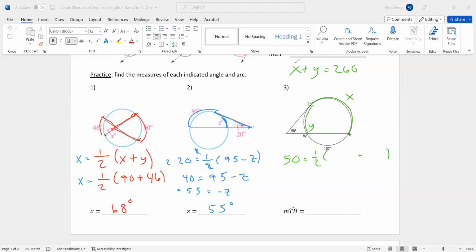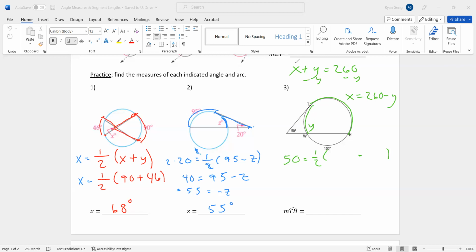Okay, so what do I do with that? Well, let's change Y so that it has an X in it. Or let's change X so it has a Y in it. Doesn't really matter which way you go. I'm going to get the outside arc changed. So I'm going to change X to Y. So I'm going to get X by itself. So I'm going to subtract Y from both sides. I get X equals 260 minus Y.